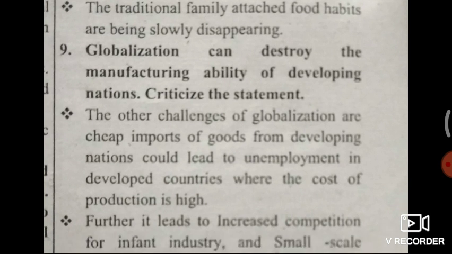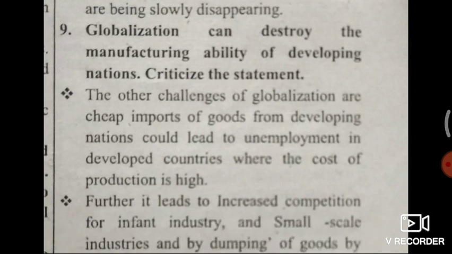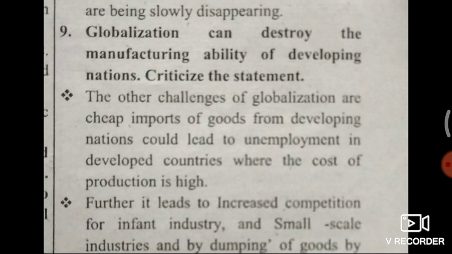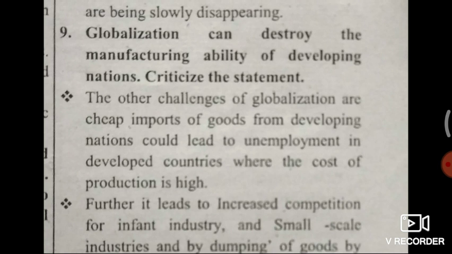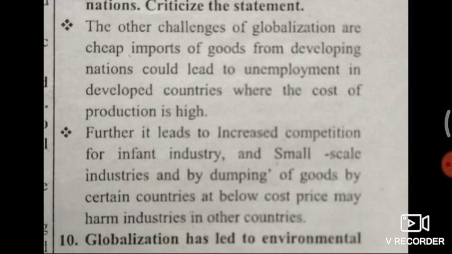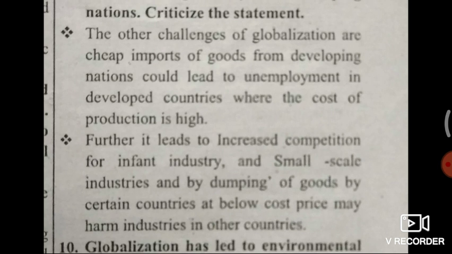Now let's move on to another important question. Globalization can destroy the manufacturing ability of developing nations. Criticize the statement. How can globalization destroy the manufacturing ability of developing nations? See here, answer. The other challenges of globalization: cheap imports of goods from developing nations could lead to unemployment in developed countries where the cost of production is very high, isn't it?